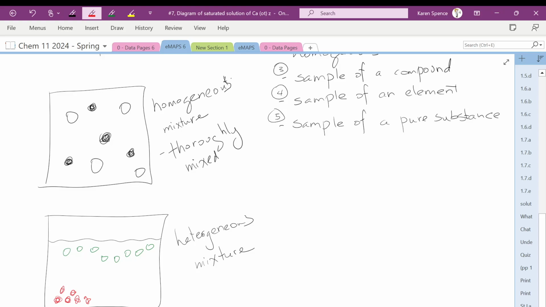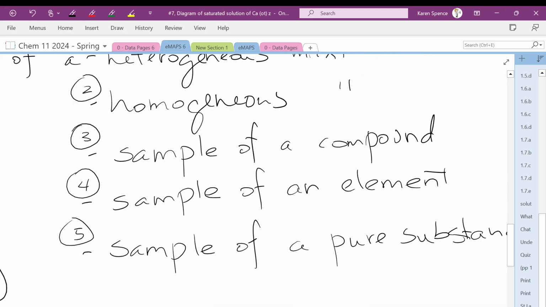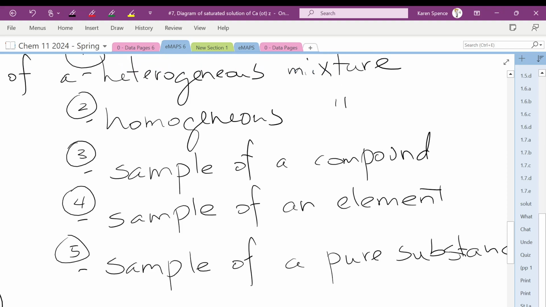Is there any other label that we could give our sample of a compound from our 5? Heterogeneous mixture, homogeneous mixture, sample of a compound, sample of an element, sample of a pure substance. Yes? Element? Is this an element? No. Okay. Pure substance? It is a pure substance, yes. Okay, so a compound is a pure substance. Excellent.